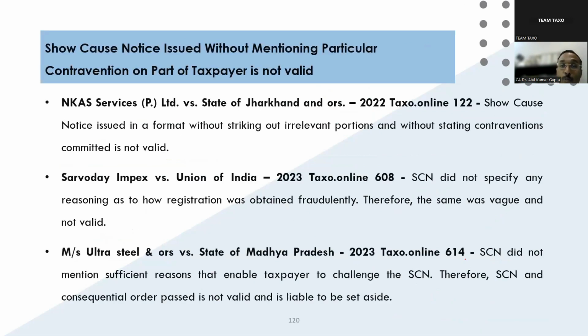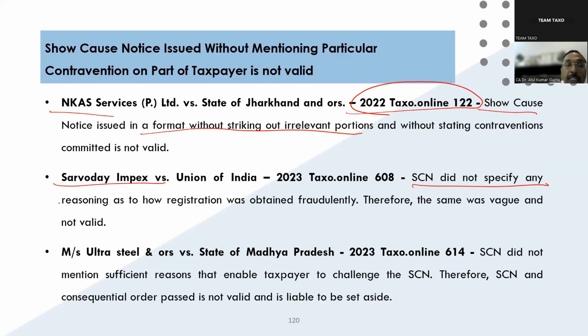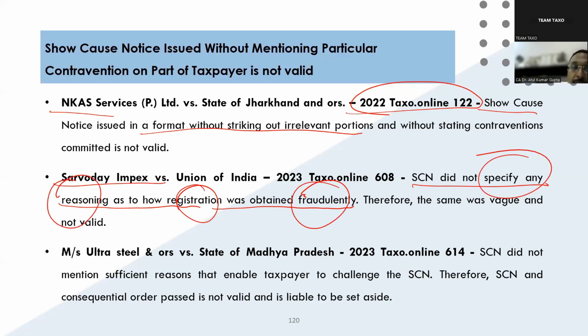Then there are a few other judgments, such as the Nakas case, where the show cause notice was issued without striking off the relevant portion, as we discussed about BLA. Then we have the case of Sarvodaya Impacts, wherein the SCN did not specify any reason how registration was obtained fraudulently. There was an allegation in the show cause notice that the registration was obtained fraudulently, but no specific reason was given. So the Honorable High Court decided that this is bad in law.